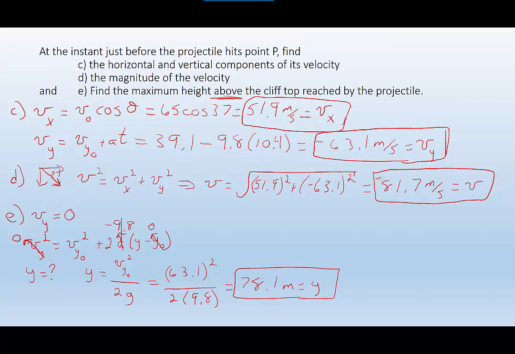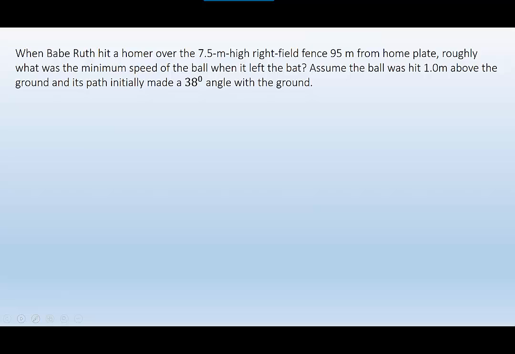All right, one last problem here. And then you should have enough information to solve some harder projectile motion problems. When Babe Ruth hit a homer over a 7.5 meter high right field fence, 95 meters from home plate, roughly what was the minimum speed of the ball when it left the bat? Assume the ball was hit 1.0 meters above the ground and its path initially made a 38-degree angle with the ground. Okay, so again, first thing we got to do is draw a picture.